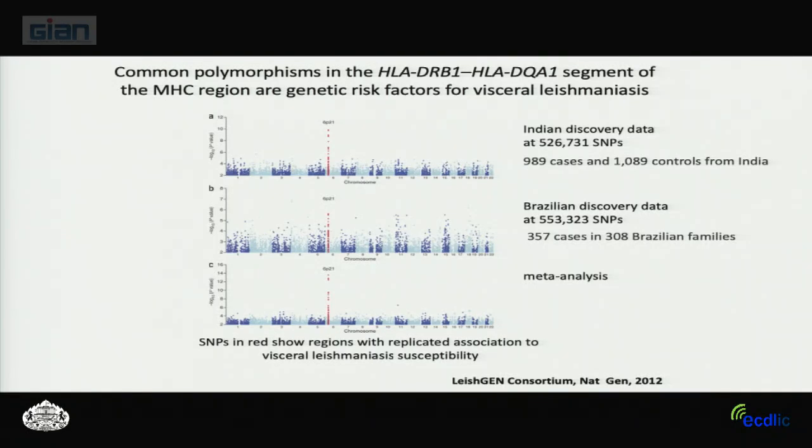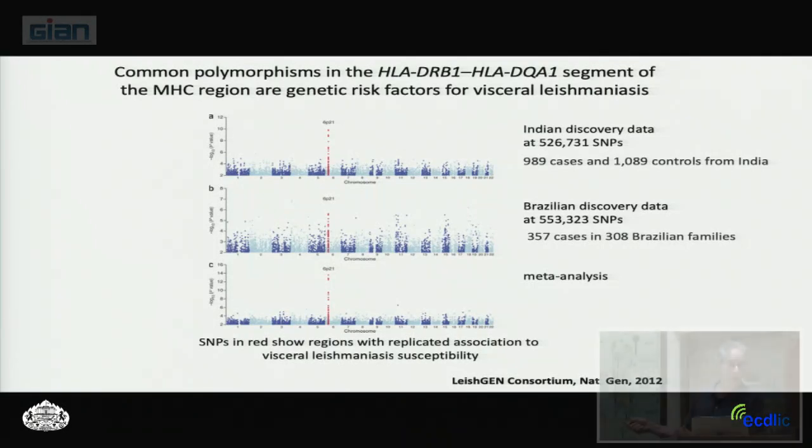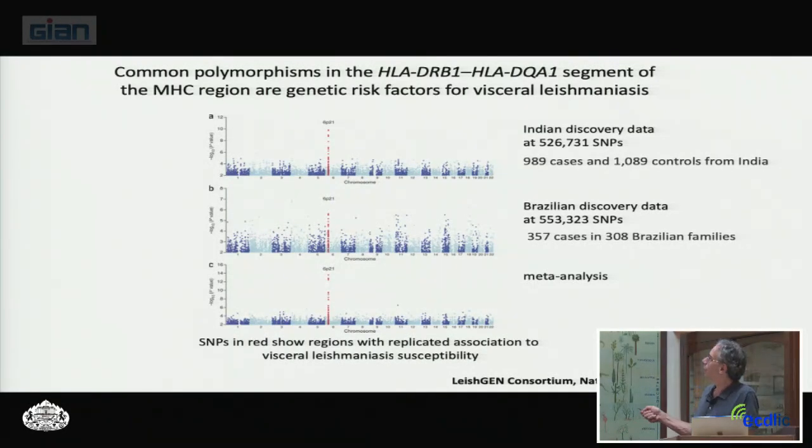These are the different chromosomes. In the Indian discovery data, it was over 500,000 SNPs that were looked at, and 989 cases of VL. So that's an enormous cohort, and 1,089 controls from the same endemic region. And then they repeated it in a Brazilian discovery data set, again over 500,000 SNPs, single nucleotide polymorphisms, 357 cases in 308 Brazilian families. This is the meta-analysis of the 2.